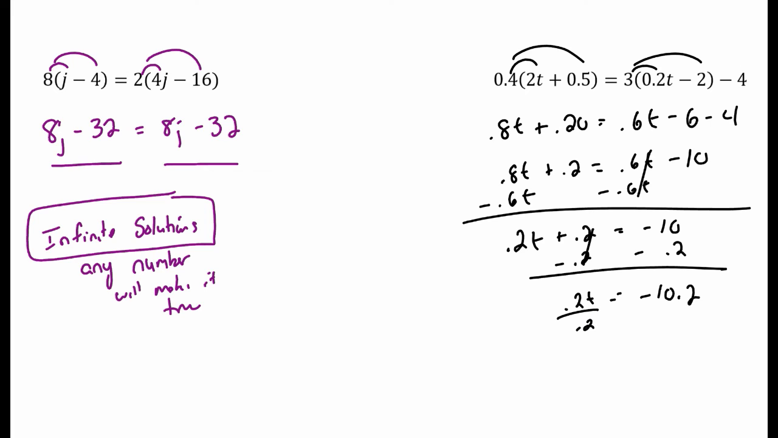When I divide by 2/10, how many groups of 2/10 can I make from that? I can make a negative 51. So I end up with t equals negative 51.